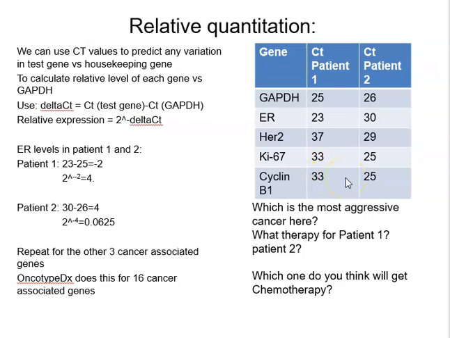So what I can conclude just from these numbers, and I can actually calculate the relative expression exactly using this calculation, but maybe don't worry about that. What I can conclude from this is this patient is probably HER2 positive with a highly proliferative cancer. This patient is ER positive with a less proliferative cancer. So patient 1 might not need chemotherapy, patient 2 definitely does.